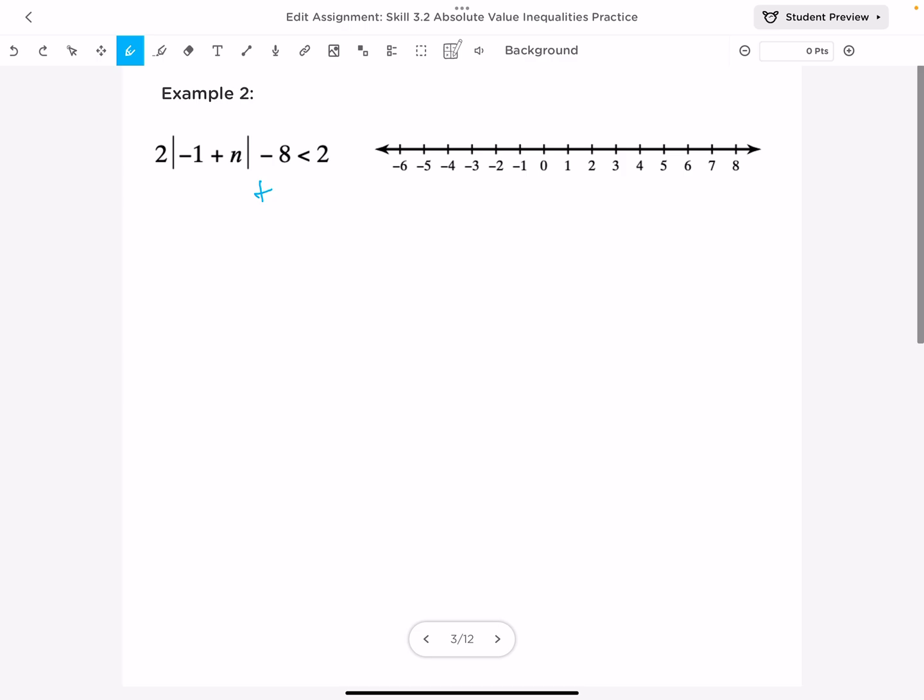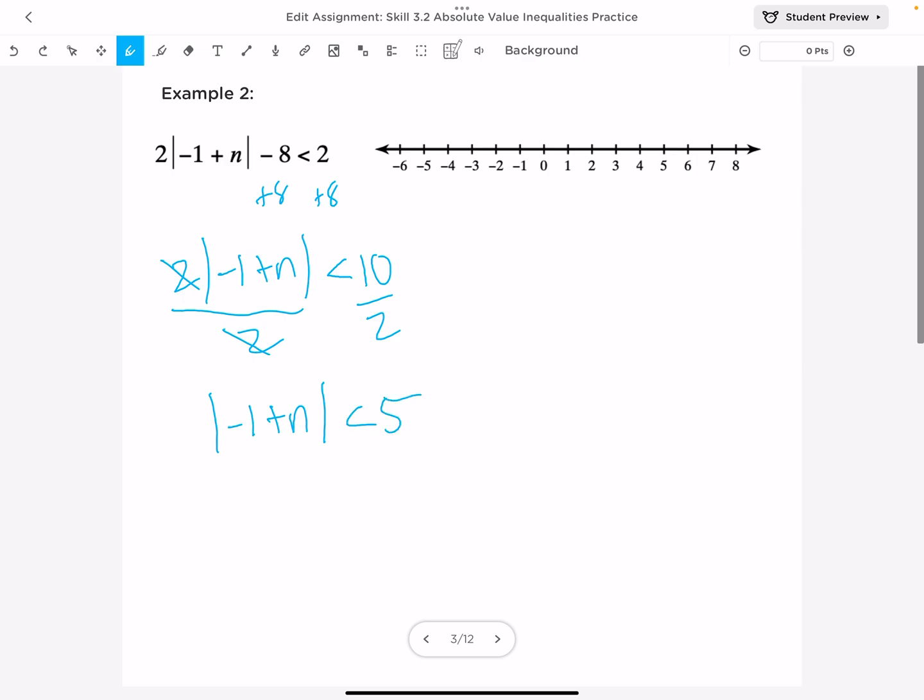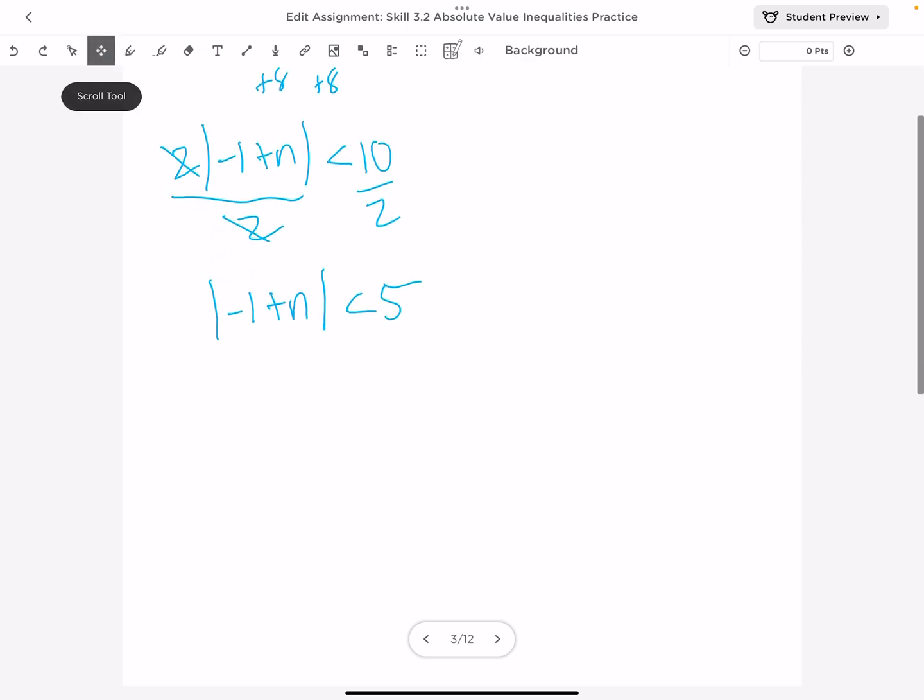So if I once again try to isolate, my goal always is to isolate my absolute value, get it by itself. So I do plus 8, and I get 2 times the absolute value of minus 1 plus n is less than 10. And then I divide by 2, these cancel, and I'm left with the absolute value of negative 1 plus n is less than 5. Now once again, we then split into 2, right?